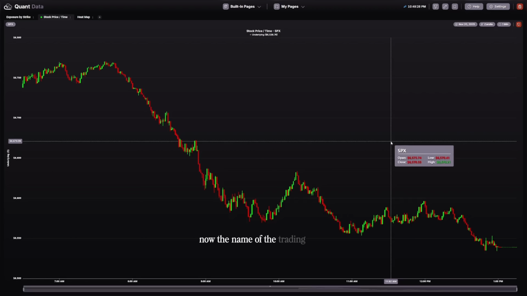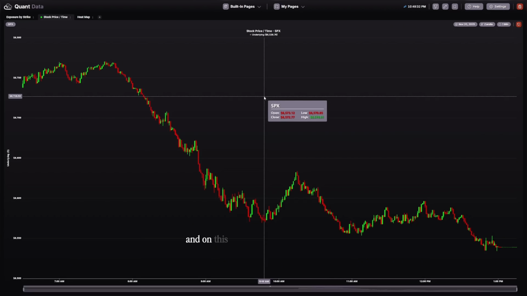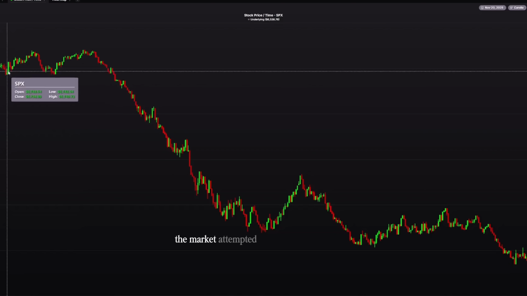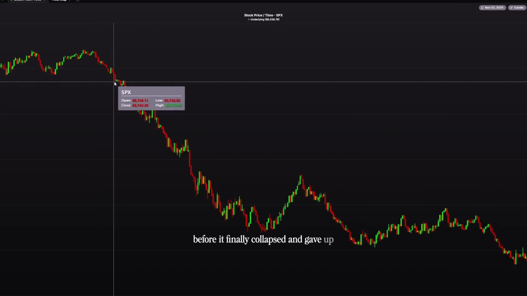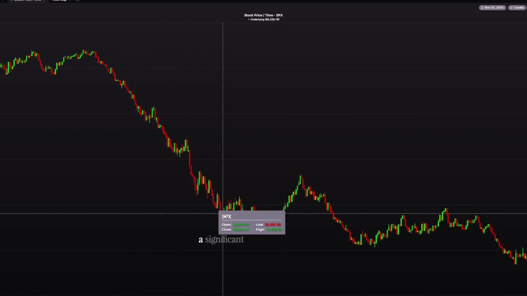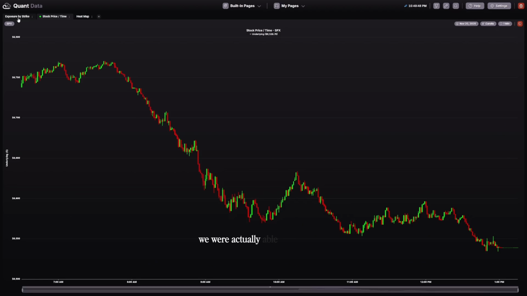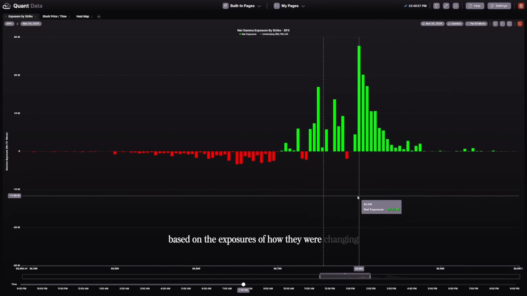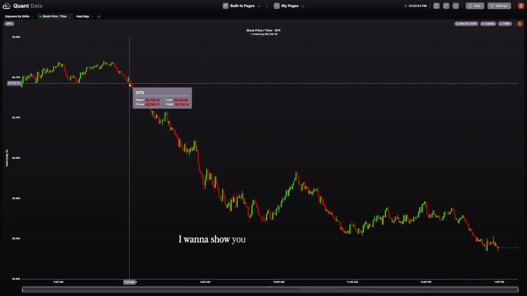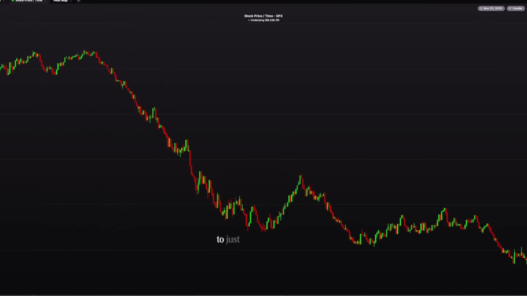Now, the name of the trading game is to look for obvious clues that the market is likely going in which direction. And on this day, we could actually see that the market attempted to make a move up twice before it finally collapsed and gave up and started to flush a significant amount. And with our exposure by strike tool, we were actually able to determine at which point the market was going to flush based on how the exposures were changing. Around this point right here, I want to show you at what time things flipped, and it's actually quite eye-opening if you were to pay attention to just exposure by strike.